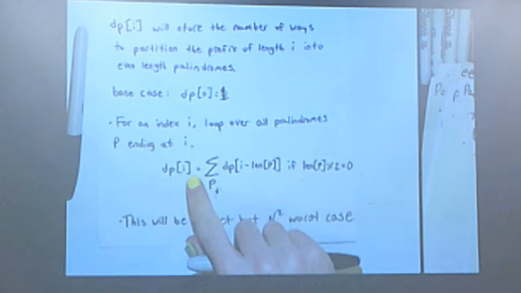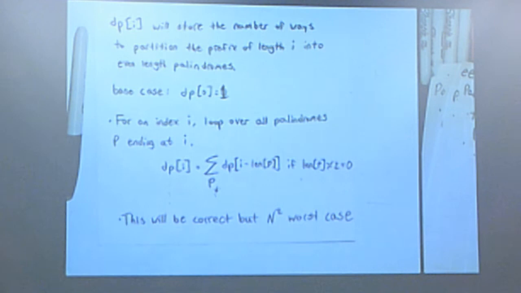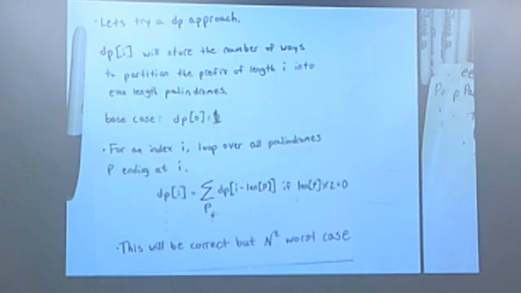So this will be the answer for some index, and this is going to be correct, but alas, it's n squared in the worst case, because there could be a linear number of palindromic suffixes. This case isn't hard to make, it's just 10 to the fifth a's. So although this DP is too slow, the final solution is going to just be this DP. We can find ways to speed it up to n log n.